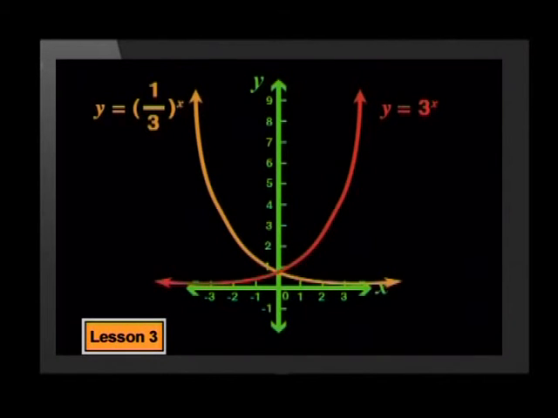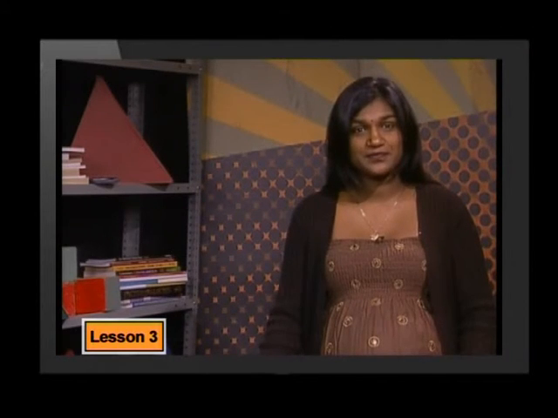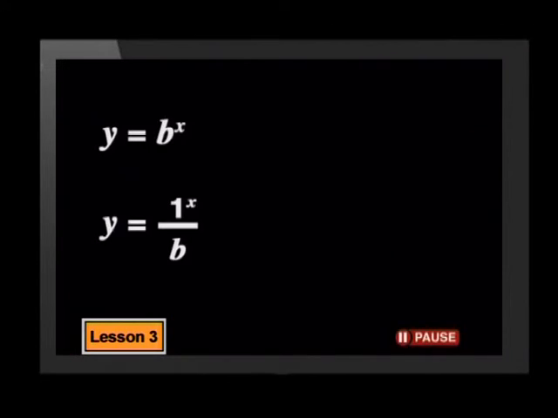And the graph of y equal to a quarter to the x is a reflection about the y-axis of y equal to 4 to the x. Can you find a way to describe in general terms what we have found here? How can we describe the relationship between a graph for y equals b to the x and the graph for y equals the inverse of b to the x?